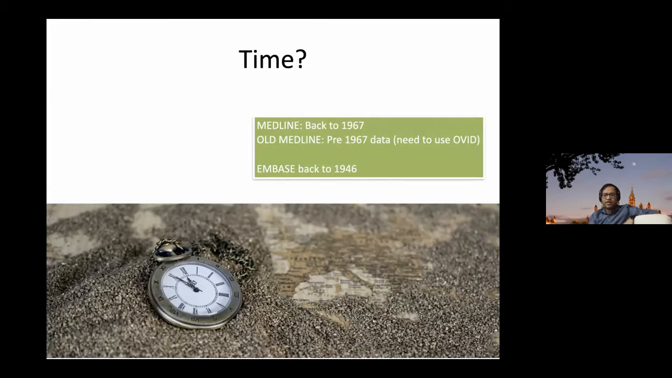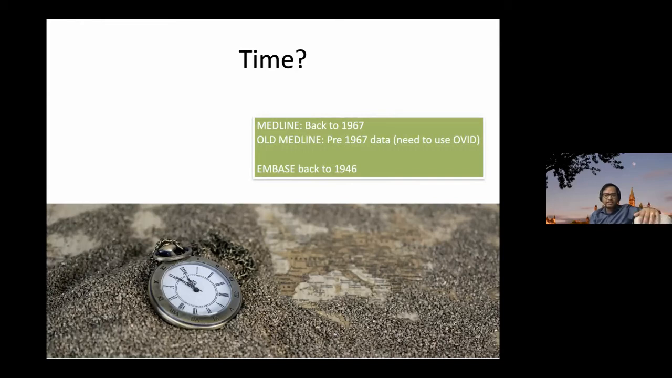Now, again, it may not matter, right? ACE inhibitors and transplant before 1967, there were not many kidney transplants that were done, so it doesn't matter to you. But depending on your search, this question may or may not matter to you. And Embase goes back to 1946. So this is one example.